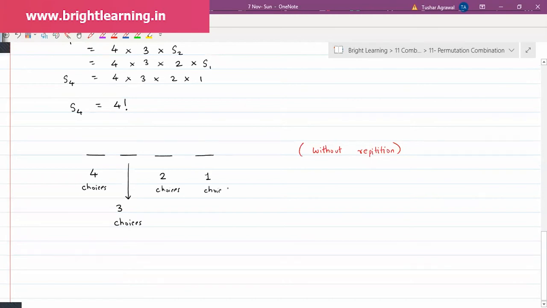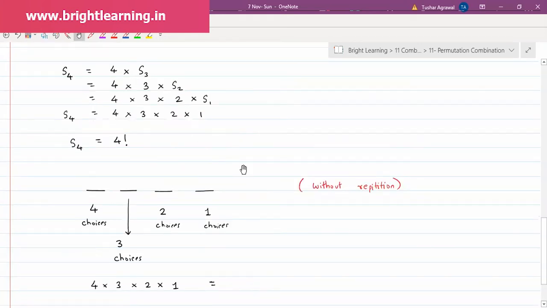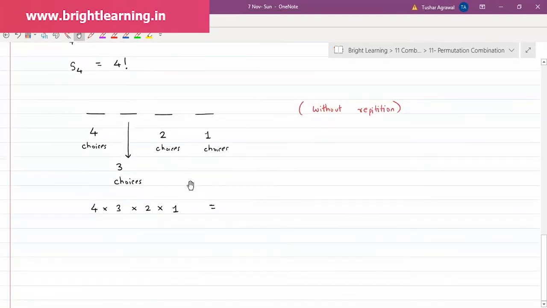So we use the multiplication principle: 4 into 3 into 2 into 1. Why are we using the multiplication principle? The book gives the reason that these 4, 3, 2, 1 are dependent, but don't fall for that. Just say it's a simple unitary method. I like this approach. 4 into 3 into 2 into 1, 4 factorial. That's it.